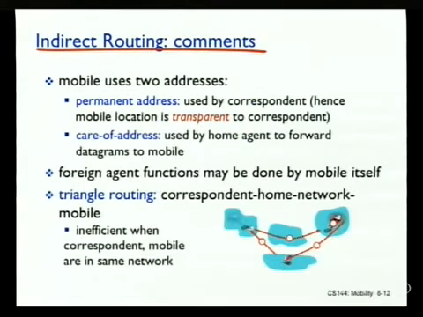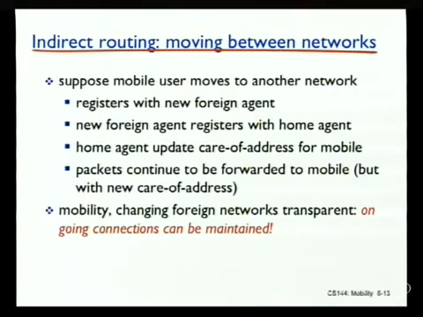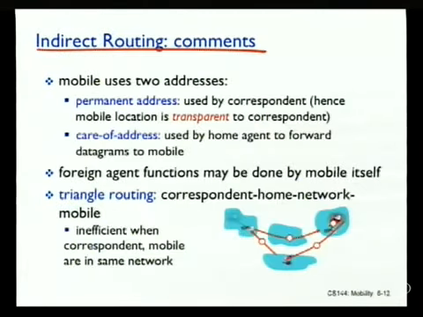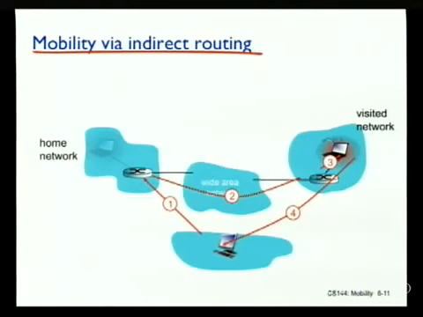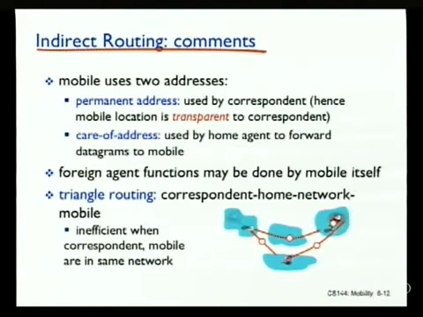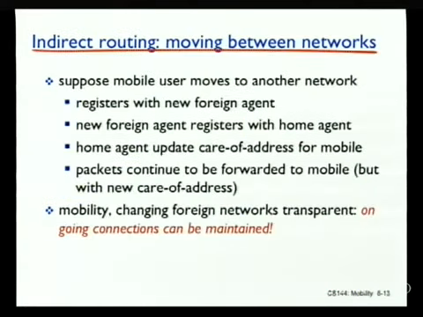So actually, I think we talked about this issue already. So indirect routing. Now let's say I move between networks. This is the scenario where this user now moves to another network. So you can see how the layers of this problem get harder and harder. Suppose the mobile user moves to another network. Here's what I would do in the straightforward case: I'd register with a new foreign agent.